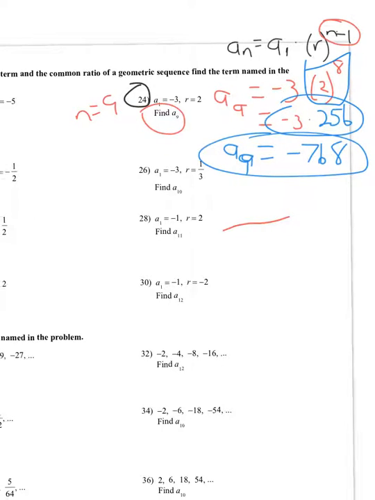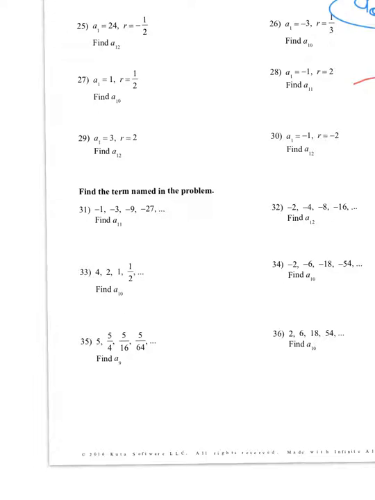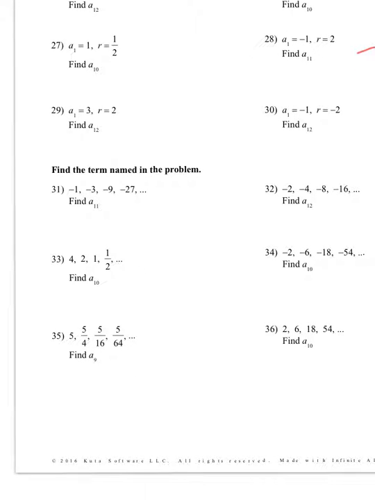Now let's go down here to number 31. And they want me to find a11. Instead of just telling you what a1 and r is, you got to kind of look at the first few terms of the sequence and determine that.